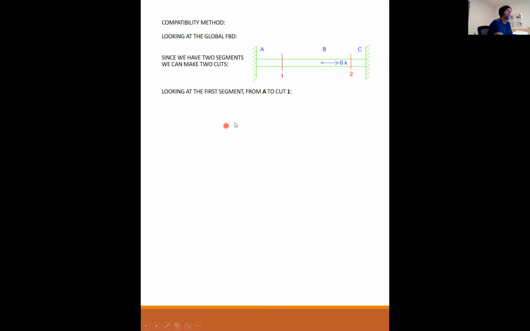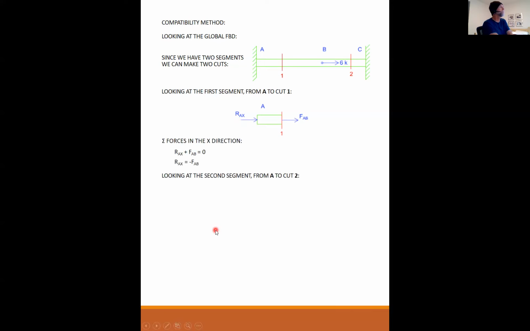Looking at the first segment from A to cut 1, so this segment right in there, I have an unknown end reaction, RAX, and I have an unknown internal force, FAB. So I sum the forces in the X direction. I've got them both drawn to the right, so RAX plus FAB equals 0. RAX equals negative FAB. And that's pretty much all we can determine from that first cut.